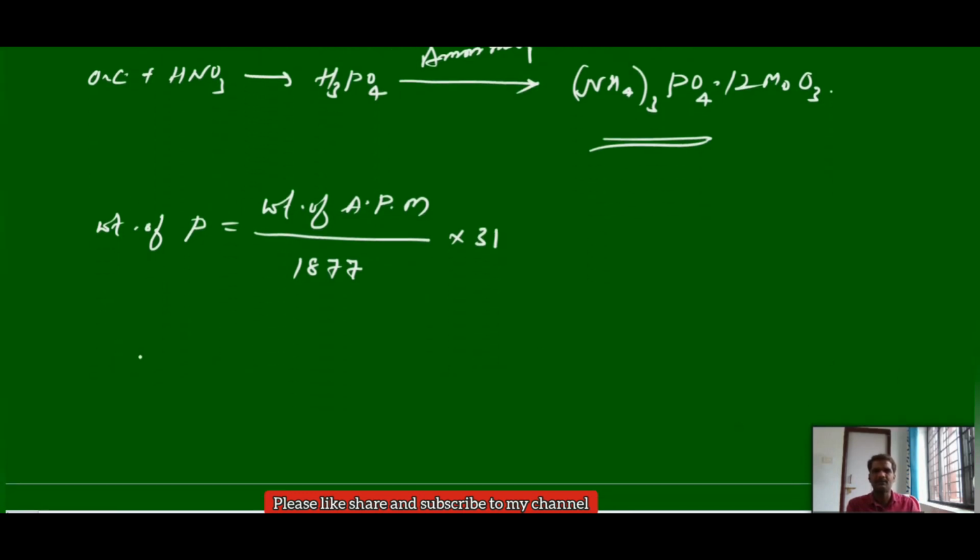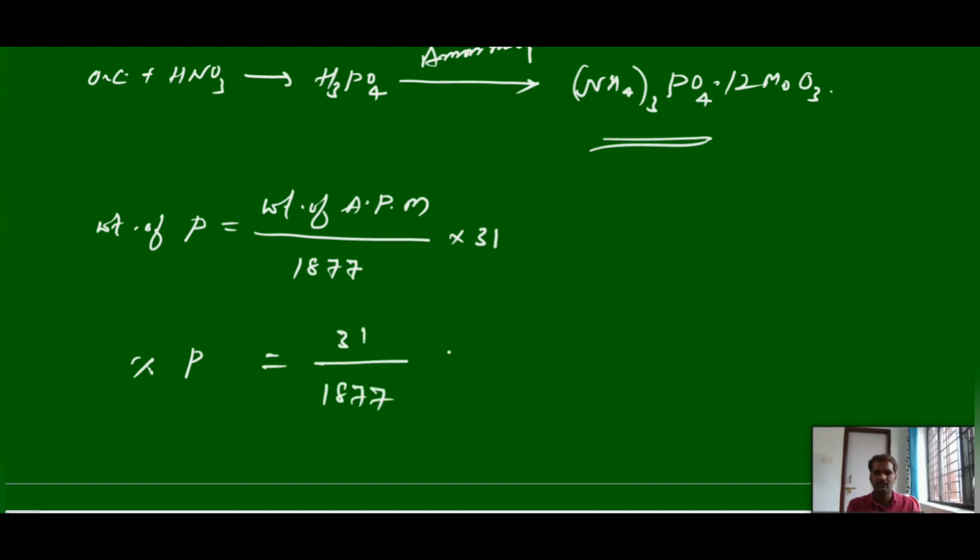Once you know the weight of phosphorus, we can calculate the percentage of phosphorus in a given organic compound. This you can take as usual: 31 by 1877 into weight of ammonium phosphomolybdate by weight of organic compound into 100.